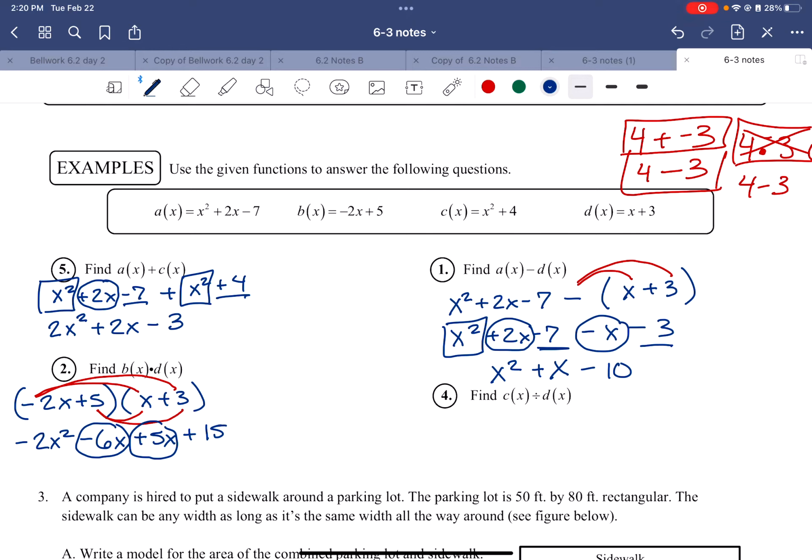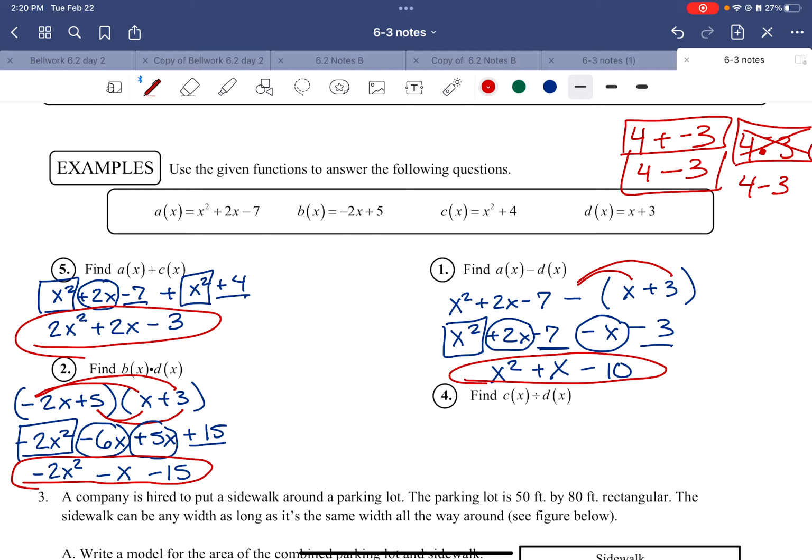We put those together and they become negative x, because negative 6 plus positive 5 is negative 1. So we still have negative 2x squared at the beginning. That's all of our x squared terms. And we still have plus 15 at the end. So there is our overall answer. I'm going to put that in a different color just so it stands out a little bit more. I'll circle these ones too.